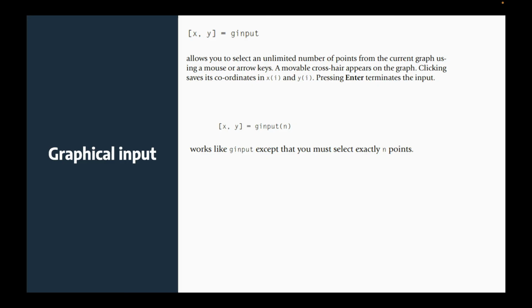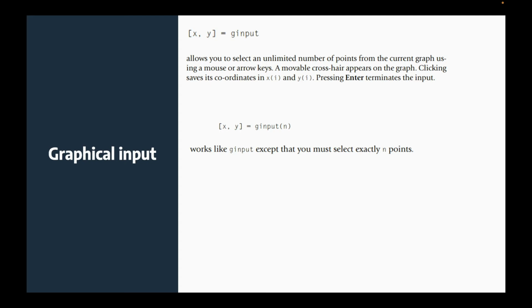Now, for graphical input, you can use open brackets X, Y equals ginput. That will help you to select an unlimited number of points from the current graph using the mouse or arrow keys. So it's just giving you the option, as the mouse is a way to input data to the computer. That's going to give you an option to choose a certain point on the graph.